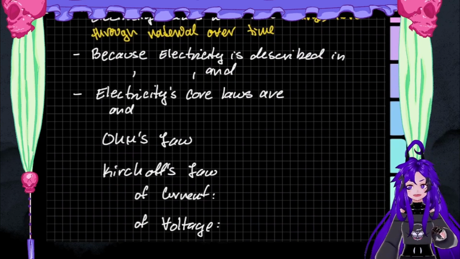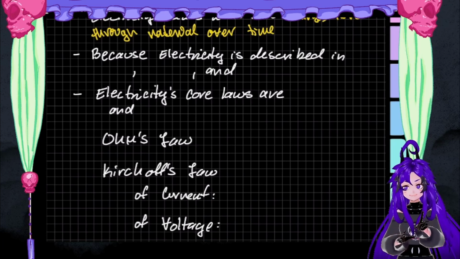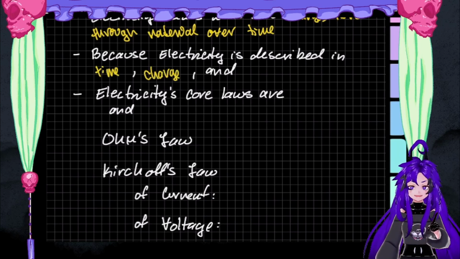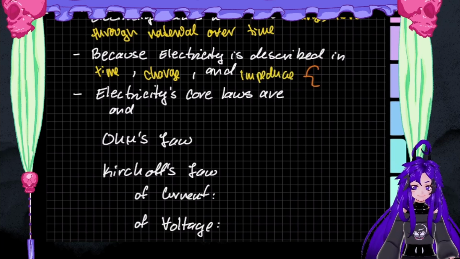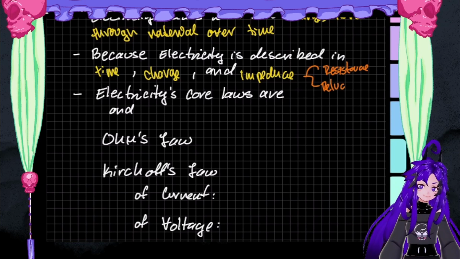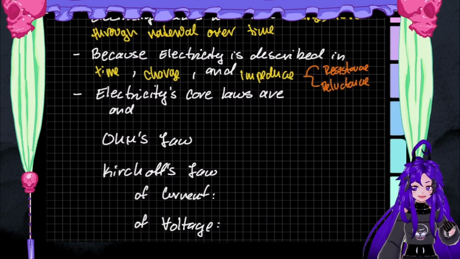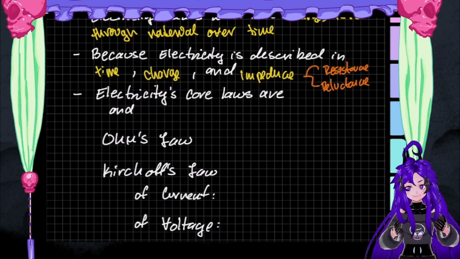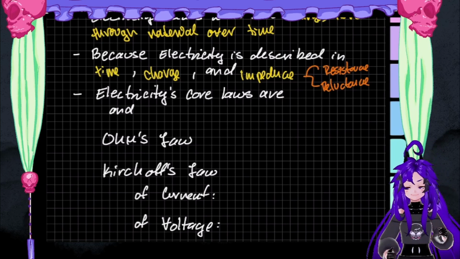And because electricity is described in time, charge, and impedance. That's the resistance, the material property, and the reluctance, that is the device property, that prevents or makes it difficult for charge to move through an object, right?